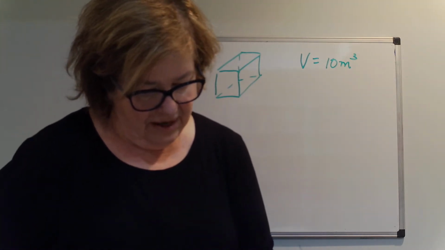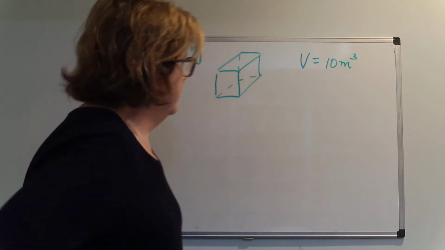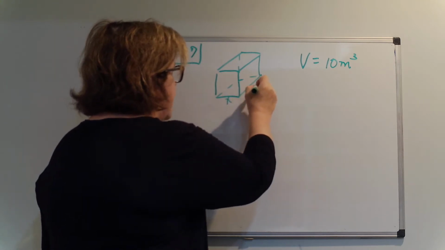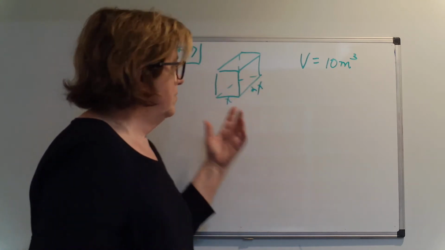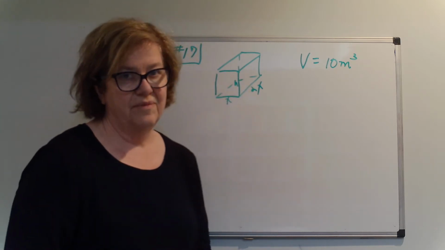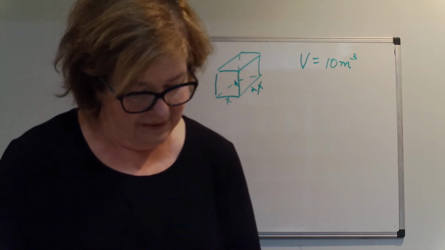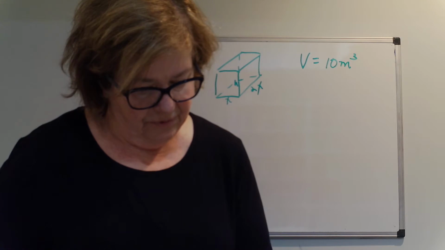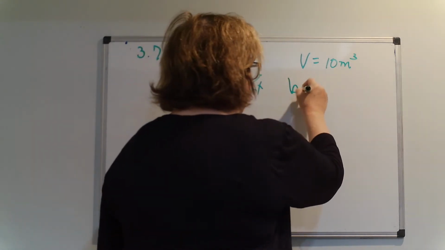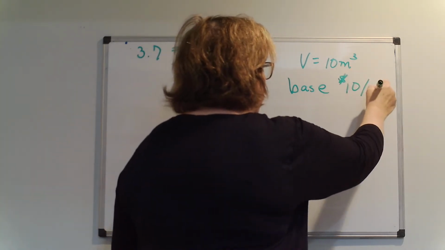It also says the length of its base is twice the width. So if we let this be x, this has to be 2x. And let's label the height h. It's beginning to look a little bit like the other problem. There is a twist though. Material for the base costs $10 per square meter.